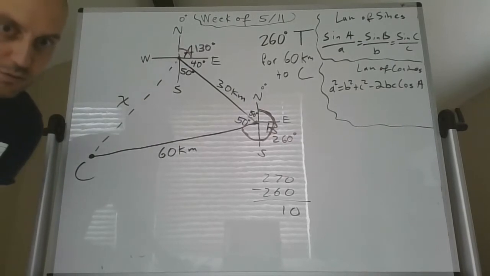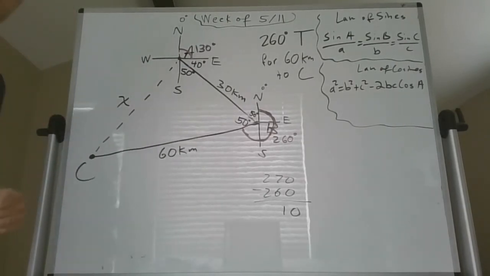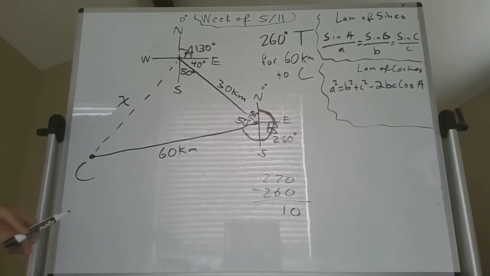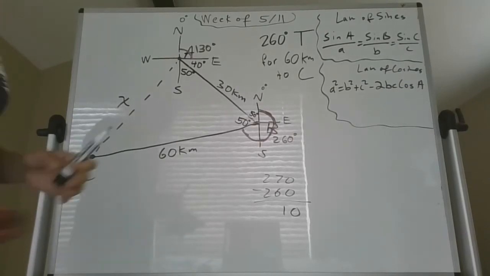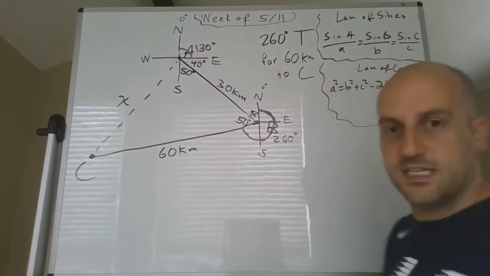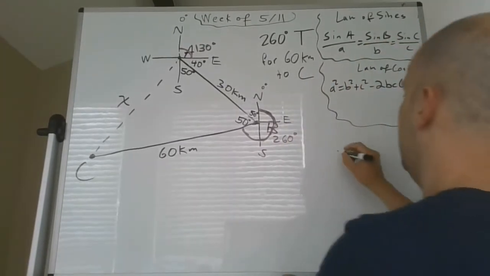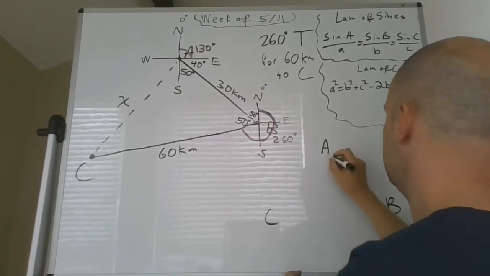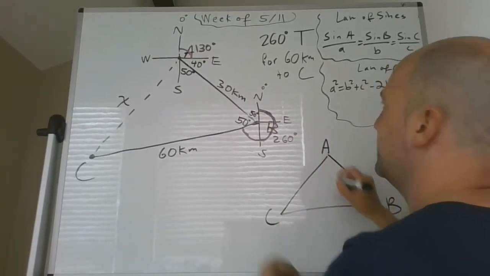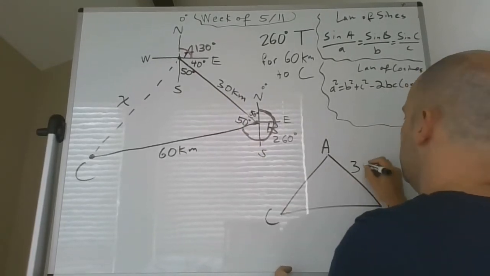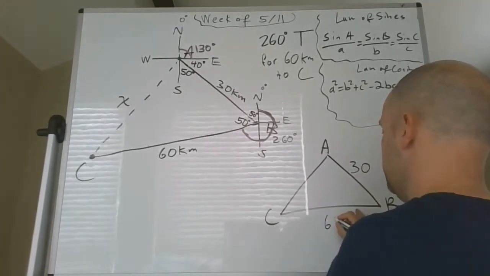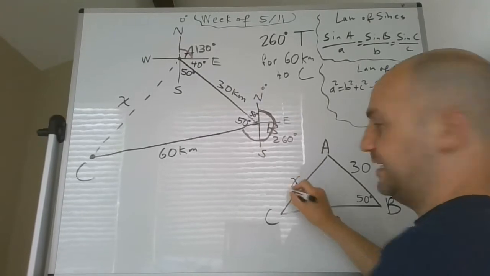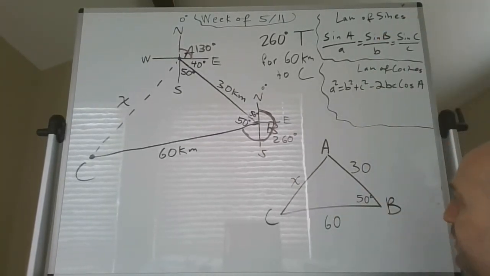Okay? So now, what are we going to do with this information? Now we're actually going to solve the triangle. Let's do this. Actually, instead of erasing, I'm going to recreate this triangle. I'll draw it neatly over here, as neatly as I can. A, B, C. And let's see, what do we have? We know A to B is 30. This is 60. We know this is 50 degrees. And we are looking for X right here. Does that look cool, everybody?